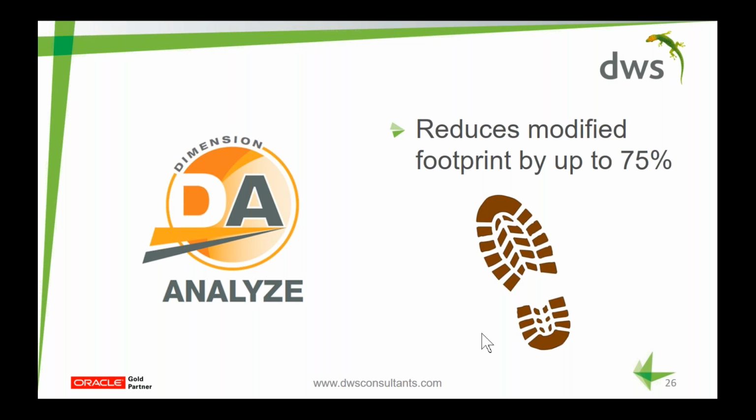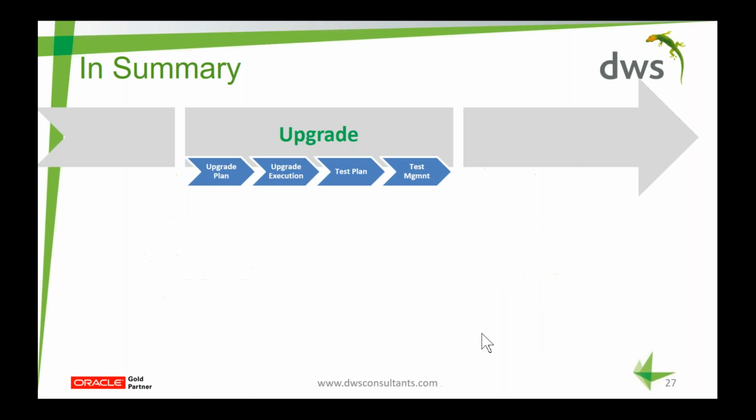There's a huge potential benefit to you, not only in reducing the risk of your estimates for the upgrade, but you can significantly reduce the cost and effort involved in the upgrade project itself. So to summarize what we've covered today: when you're planning your upgrade, the Dimension Analyze service from DWS is used in this planning phase to produce extremely accurate forecasts of the upgrade effort required, and it can reduce your modified footprint by up to 75%, thereby reducing your upgrade effort and costs.